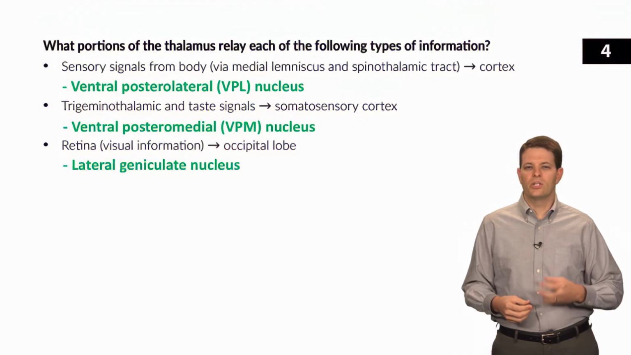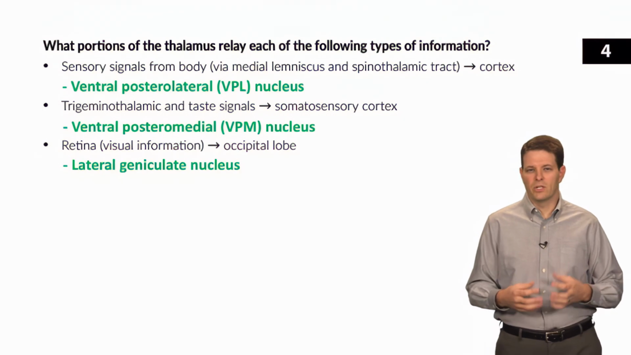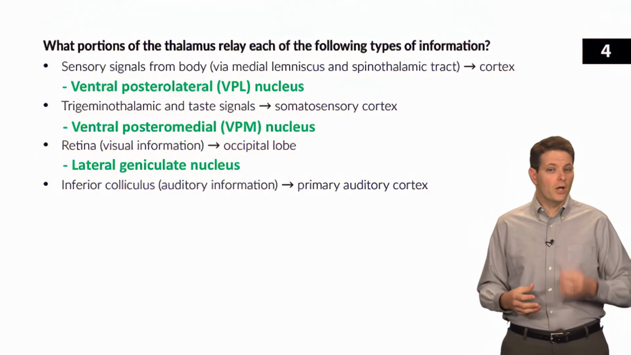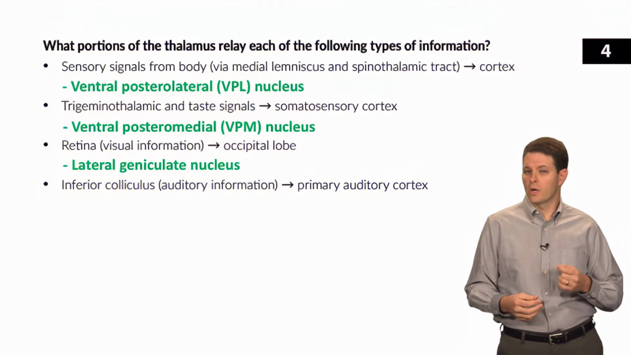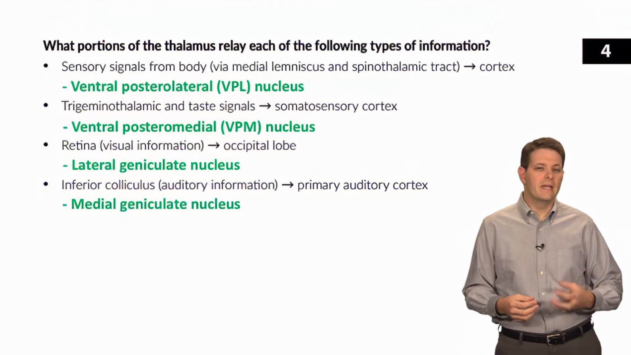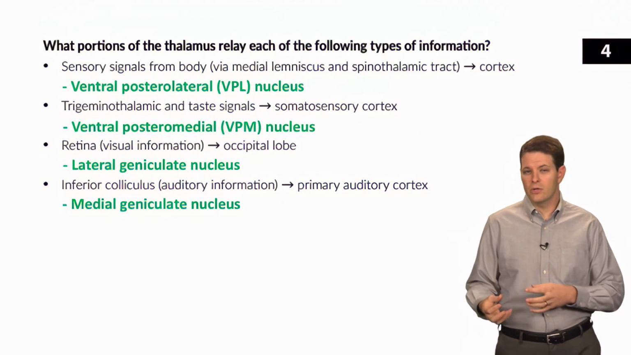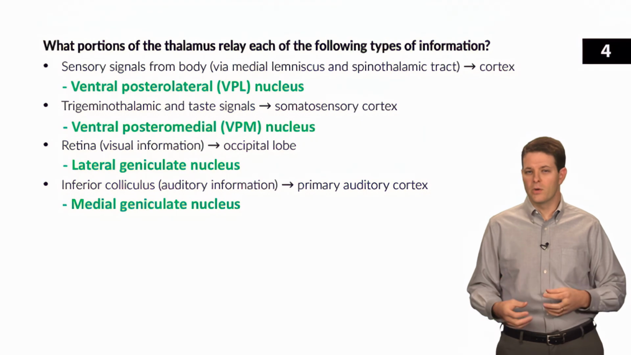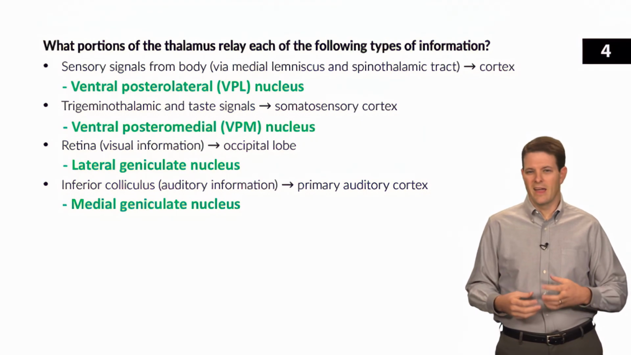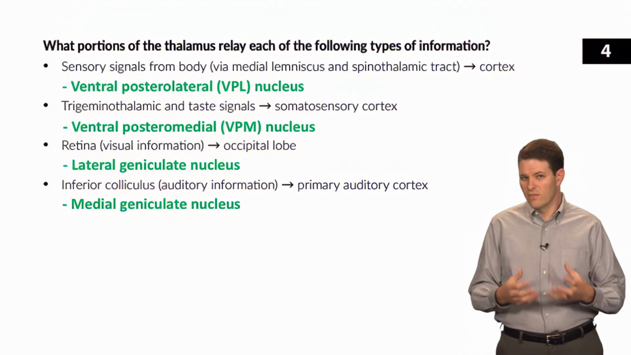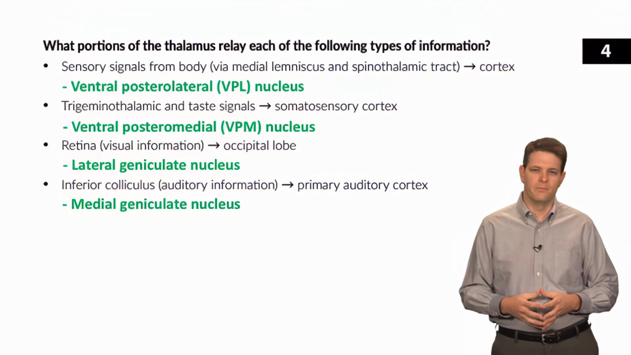The next one says relays visual information from the retina to the visual cortex in the occipital lobe. So this is the lateral geniculate nucleus. The optic tracts basically arise from the lateral geniculate nucleus. And then auditory information is relayed from the inferior colliculus to the primary auditory cortex by way of the medial geniculate nucleus. So visual information goes through the lateral geniculate nucleus, and auditory information goes through the medial geniculate nucleus. Now, lots of students like L for lateral and light for visual info, and then M for medial and music or auditory information.